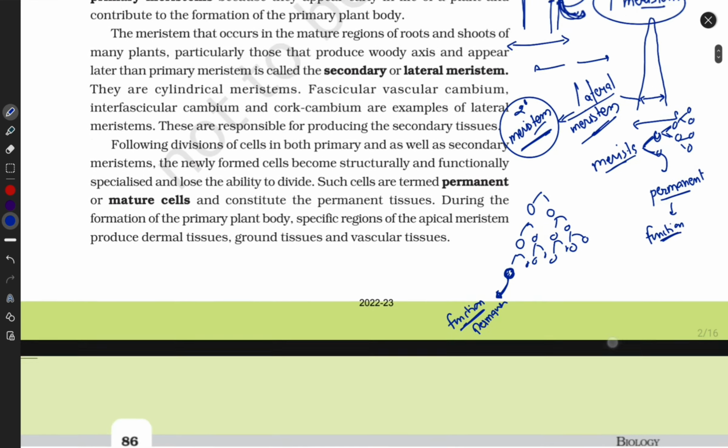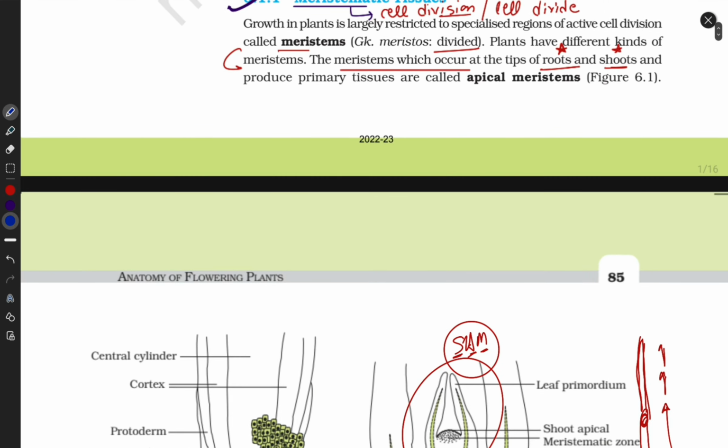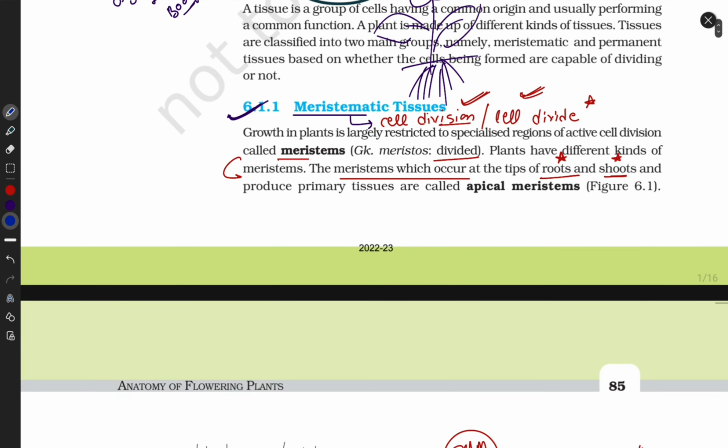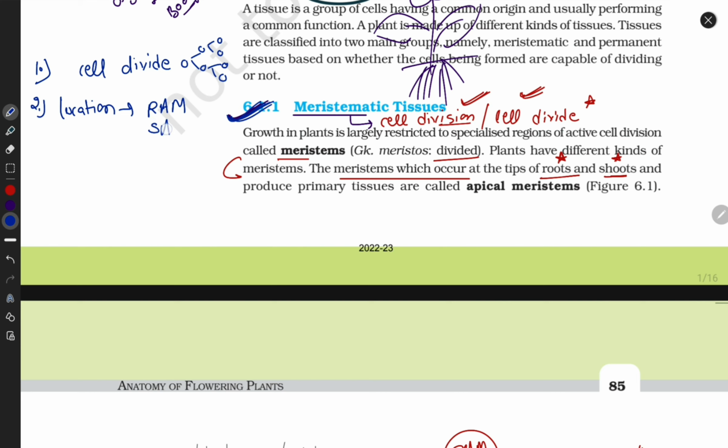Now I give you the whole summary, guys. In this topic we discussed meristem tissues. What is the first special property of meristematic tissues? The first special property is that cells divide and divide. Clear or not? Yes, guys, clear. The second property is their location. The first location is RAM and the second location is SAM. You have to explain this property.